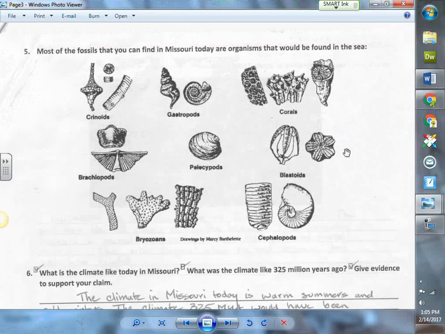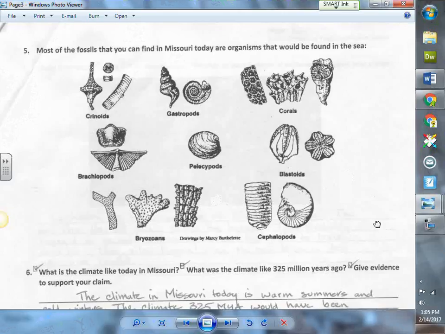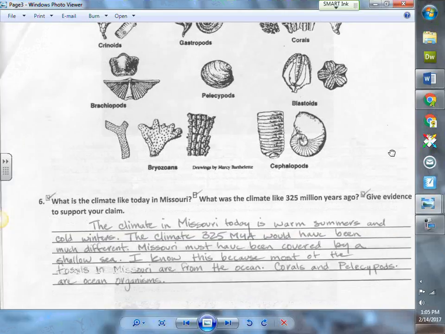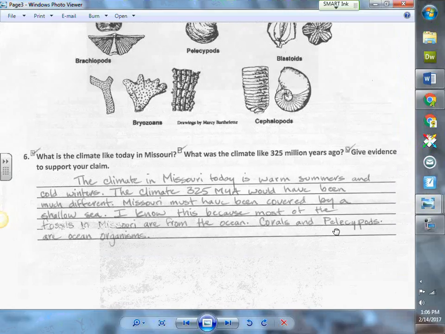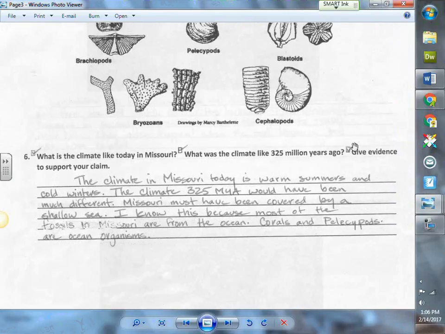So we have all these fossils that we can find in Missouri today. Crinoids, gastropods, corals, brachiopods, bryozoans, cephalopods, blastoids. All right. And when we look at number 6, it has 3 parts. So 1, 2, 3. I've got a check mark once again for each part.